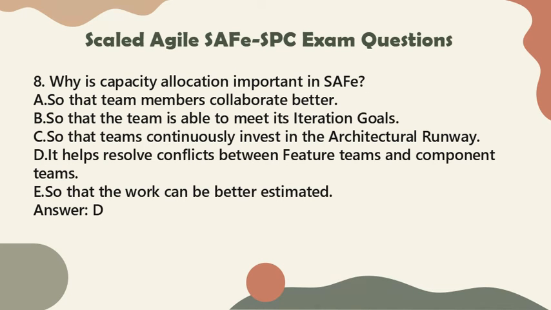8. Why is capacity allocation important in SAFe? A. So that team members collaborate better. B. So that the team is able to meet its iteration goals. C. So that teams continuously invest in the architectural runway.